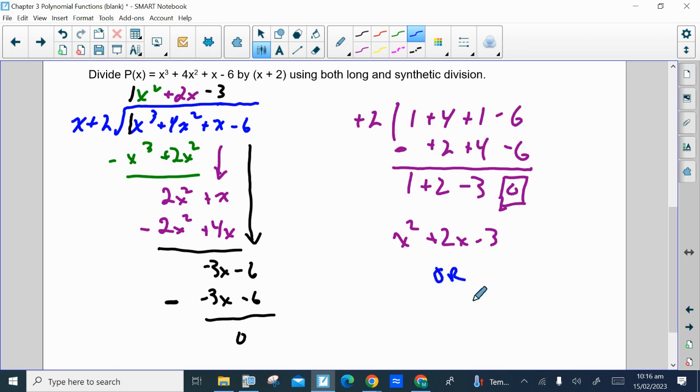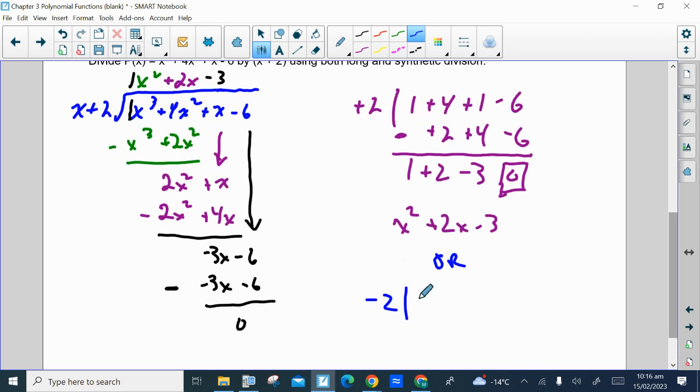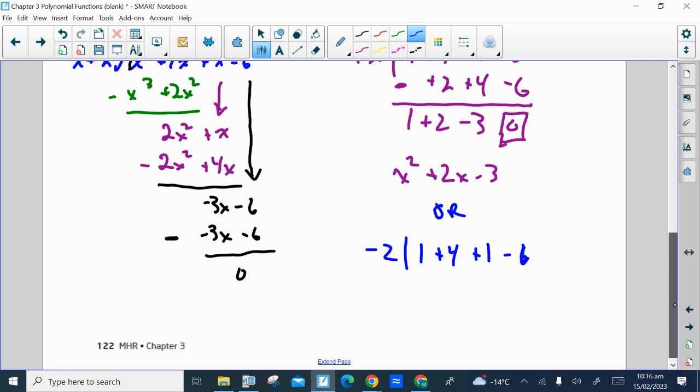All we have to do is say instead of dividing by x plus 2, we're going to divide by x minus 2. X minus 2 into 1x cubed plus 4x squared plus 1 take away 6. If we change it to an x minus 2 instead of an x plus 2, this will now allow us to add as we're going along instead of subtract, which is easier. So 1 times negative 2 is negative 2, and remember now we are adding. 4 plus negative 2 is positive 2. We get the same two first coefficients as we have above.